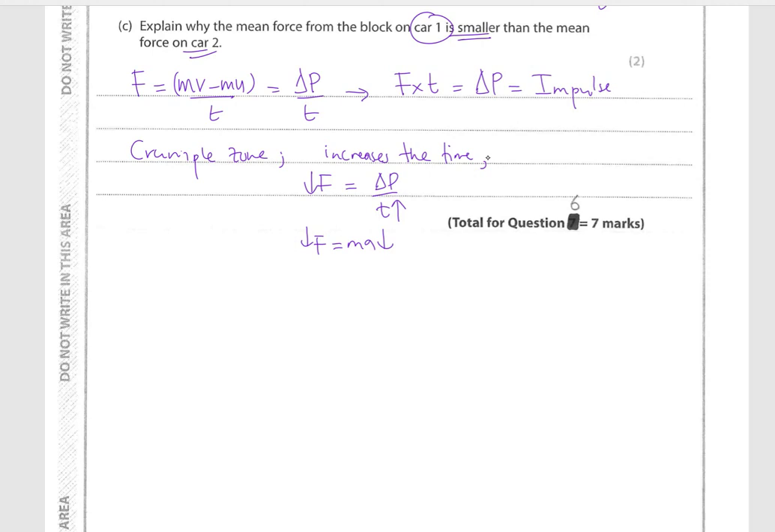Okay, increases time, causes less force, causes smaller acceleration. Okay, now the change in momentum is the same. So that's what we need to start with. Start with the equation, and then we'll make the equation make sense.